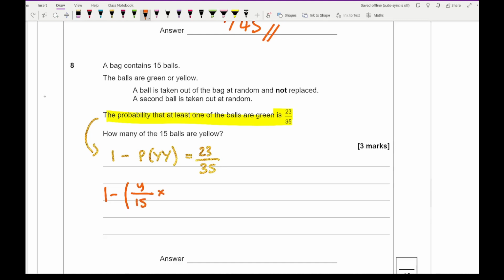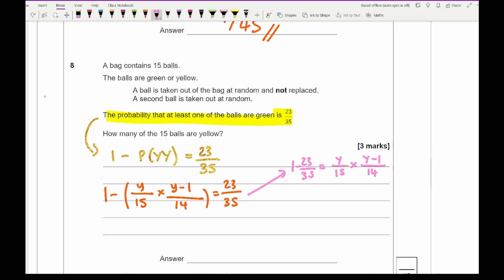Now if you multiply that, if 1 yellow ball has been taken, the number of yellow balls left is going to be y minus 1, and the number of balls left in the bag is therefore going to be 14, and that equals 23 over 35. Then if I get rid of the minus 1, take away from 1, I've got 1 minus 23 over 35 equals y over 15 times y minus 1 over 14.